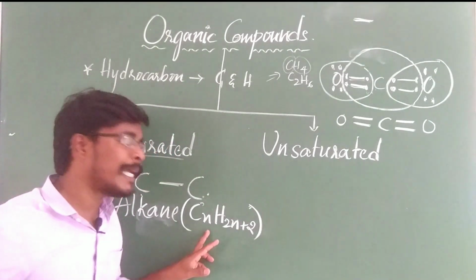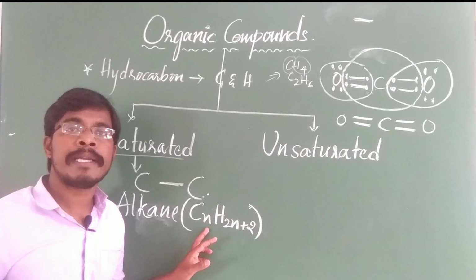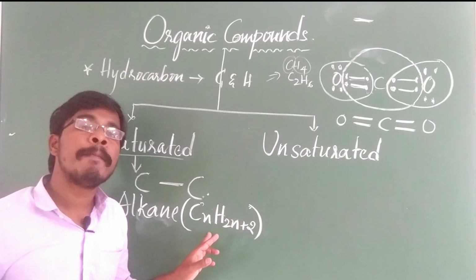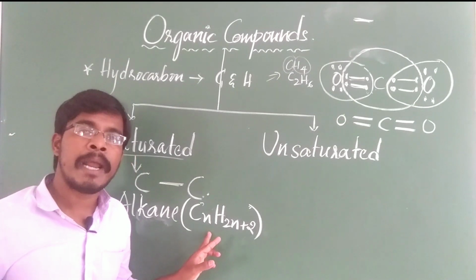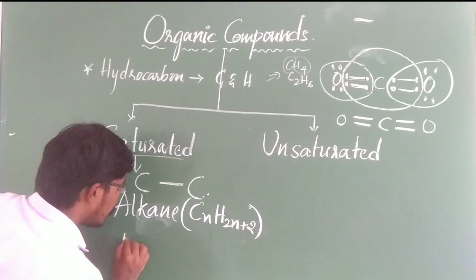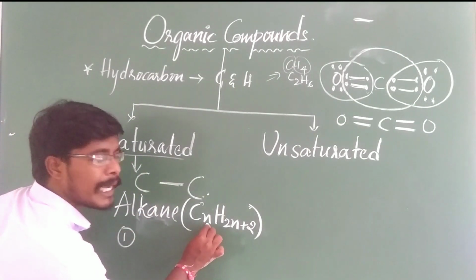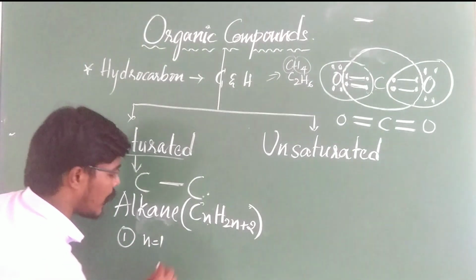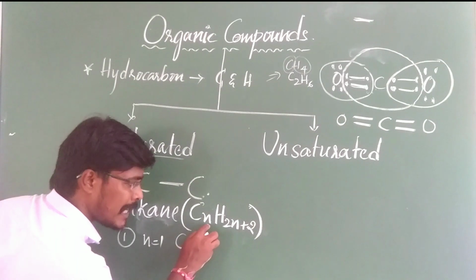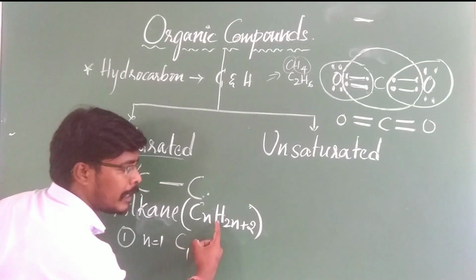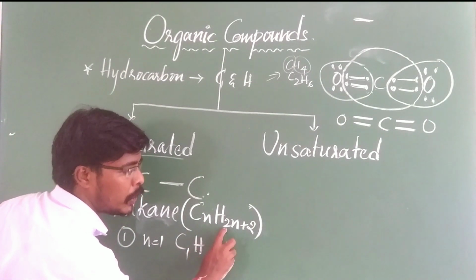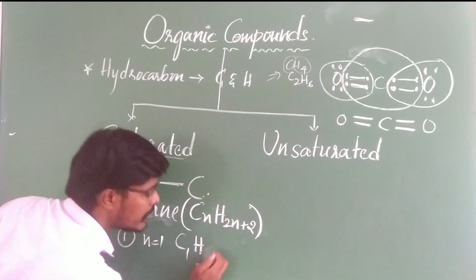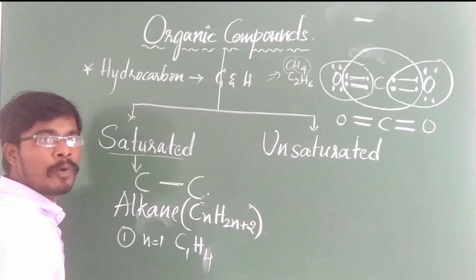CnH2n+2. Here n is the number of carbon atoms. Based on how many carbon atoms you are taking, we can take the n number. Let me show the first member. If n is equal to 1, then C in place of n, 1. Then H is 2 into 1, which is 2, plus 2, so C1H4.